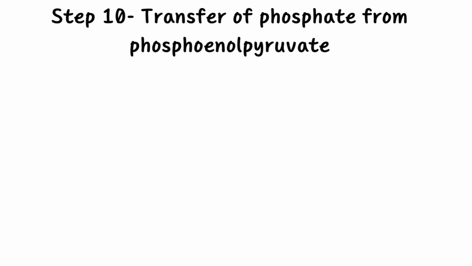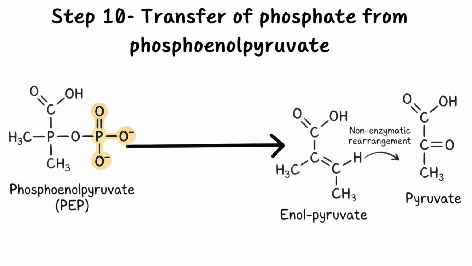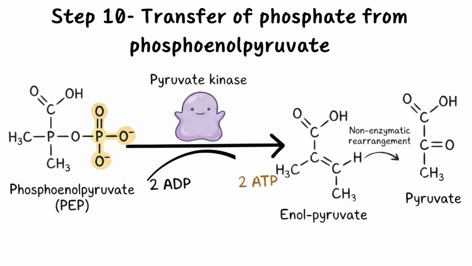In the final step of glycolysis, phosphoenolpyruvate, also known as PEP, is converted to pyruvate by the enzyme pyruvate kinase. During this reaction, PEP donates its phosphate group to ADP, producing ATP. The initial product, enolpyruvate, rapidly and non-enzymatically rearranges to the more stable keto form of pyruvate.